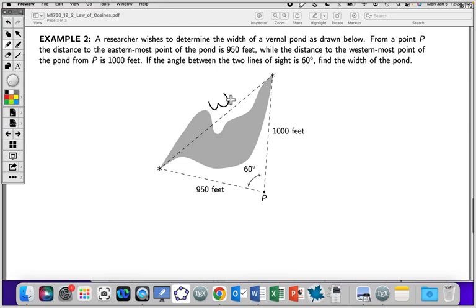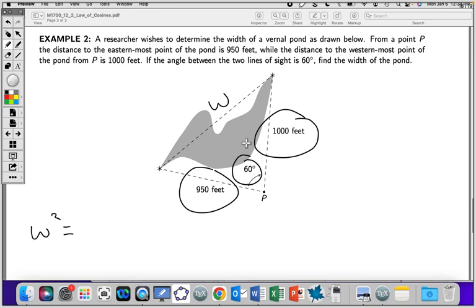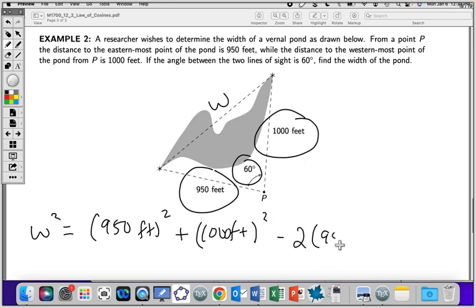So we could call that thing W. You notice we've got a triangle here. We're given two sides and an included angle. Law of cosines. So W squared is going to be the sum of the squares of the other two sides, minus 2 times the product times the cosine of the angle between them.